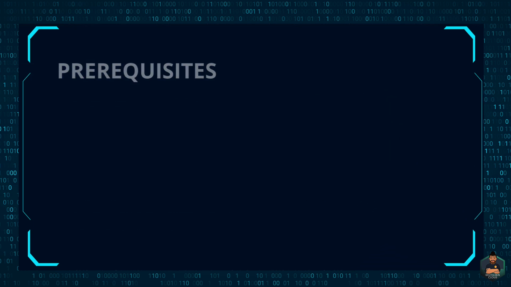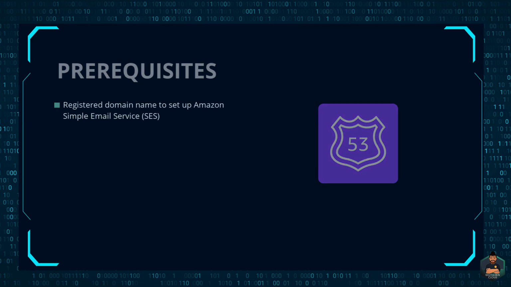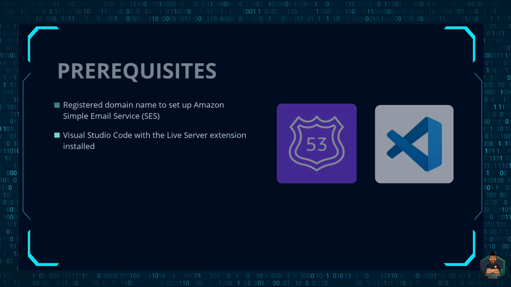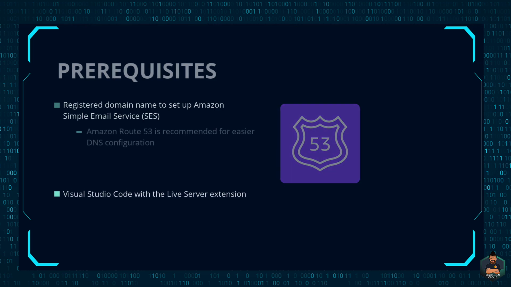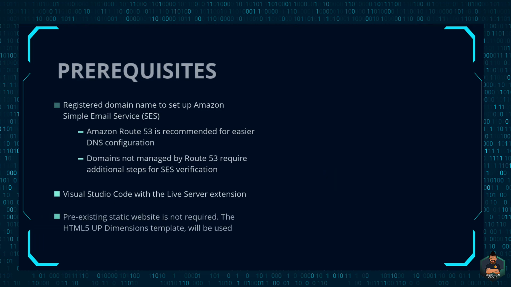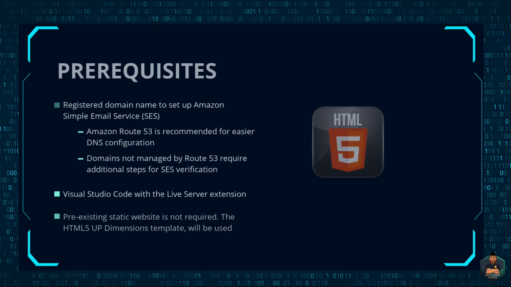To follow along with this lesson, you'll need a registered domain name to set up Amazon Simple Email Service and Visual Studio Code with the live server extension installed for local testing of your static website. Please note, Amazon Route 53 is recommended for easier DNS configuration. While you can use any domain registrar, domains not managed by Route 53 will require additional steps for Simple Email Service verification. A pre-existing static website is not required for this lesson. You'll use the HTML5up Dimensions template, which includes a built-in contact form.